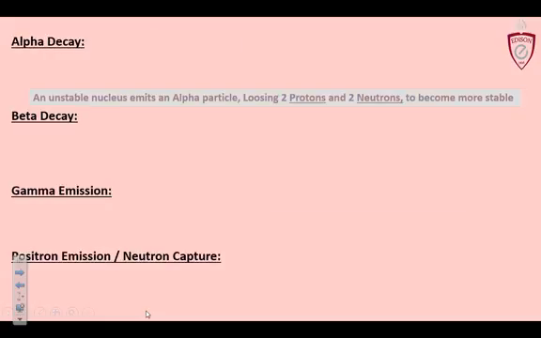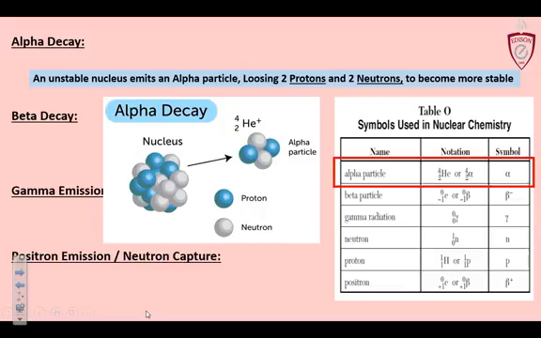Let's look specifically at alpha decay. This is going to happen when an unstable nucleus emits specifically an alpha particle, which of course consists of 2 protons and 2 neutrons, making the parent nucleus more stable. So here's a little picture of a nucleus losing its alpha particle, and this is where you see alpha particle in your table of notations and symbols.